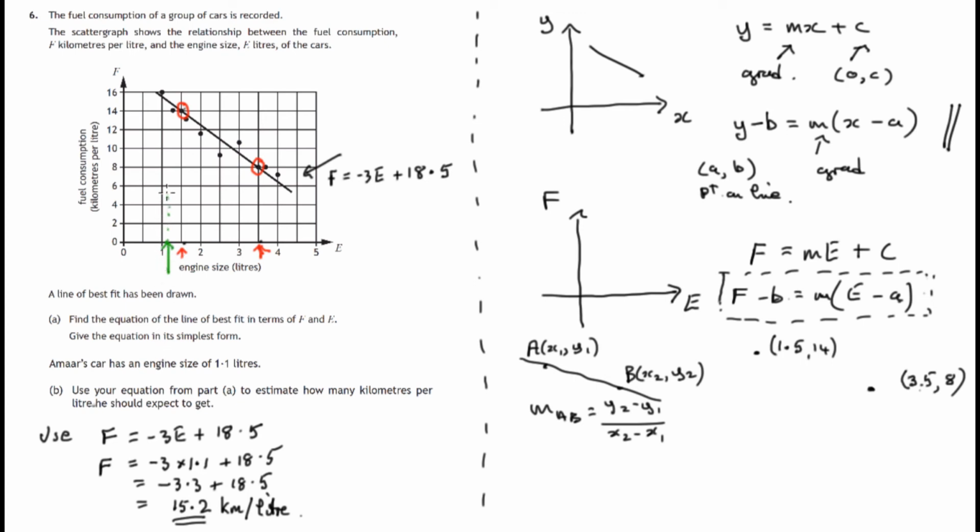We travel up to the graph and then travel along to the f scale. Does it look reasonable that that's 15.2? Well, yes, it looks more or less halfway between the 14 and the 16. So there's a double check that that does make a sensible looking answer when you compare it with the graph.